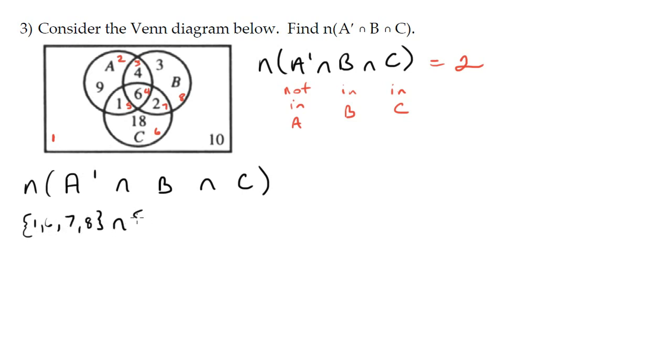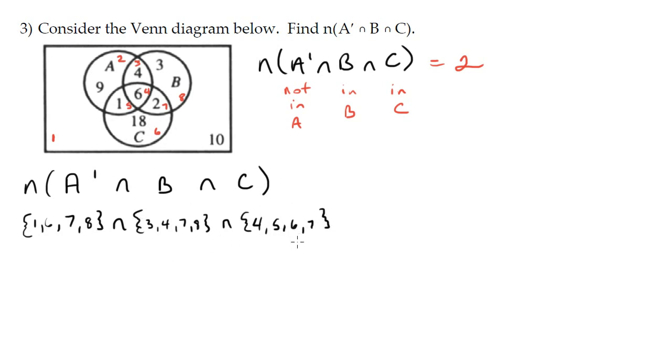I want the intersection of that also with B. Everything that's in B, all the regions that are in set B: 3, 4, 7, 8. It's the regions in B. And the regions in C, set C. Here's the C circle: 4, 5, 6, 7. Those are the regions that are in set C.